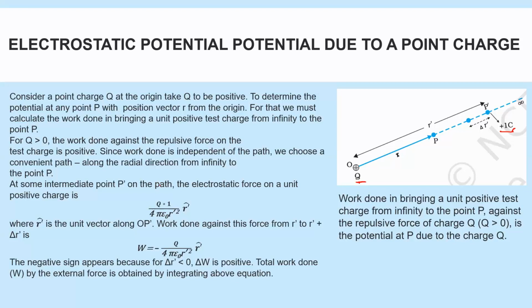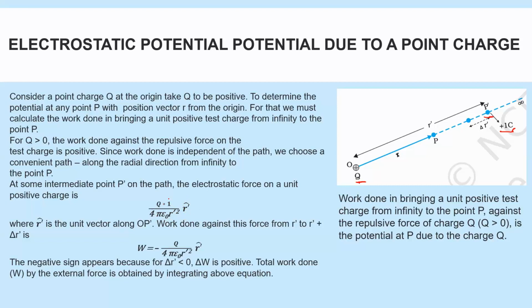Before we come to point P, suppose we consider an intermediate point P prime between infinity and P, situated at a distance of R prime from O. If we consider that, then if you remember, the force is going to be Q upon 4 pi epsilon 0 R prime square, and in the vector form we are going to multiply by the unit vector along R prime.